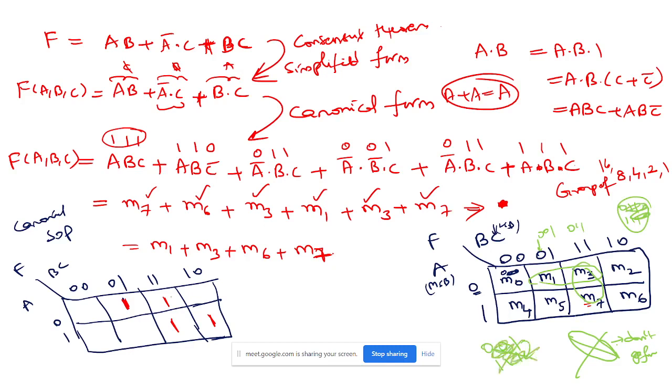Are you getting it? So now, the first question you need to ask is, is a group of 8 ones possible? No. Group of 4 ones possible? No. 8 ones, 4 ones, not possible. Group of 2 ones? Yes. Now I can group like this. I can group like this. I can group like this. So this is called a pair. This is the first pair. This is the second pair. This is the third pair.